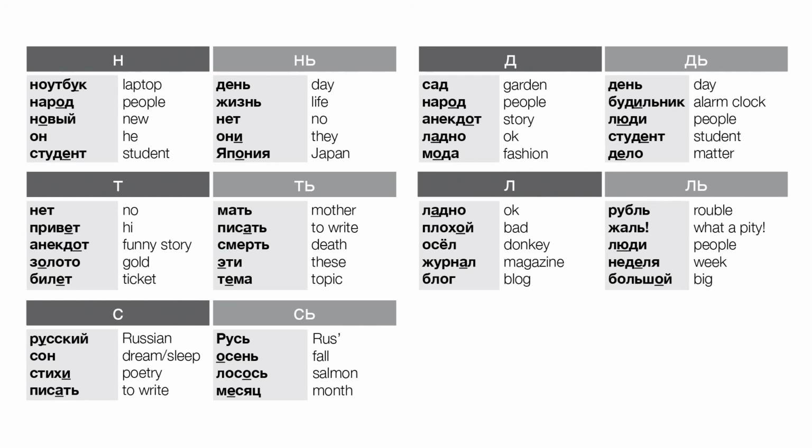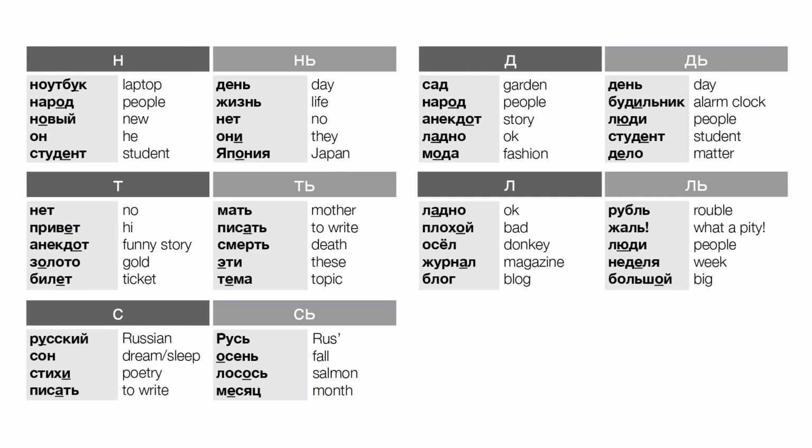Now let's look at the soft N's. День, день. You may notice that D there is also soft. День. Жизнь. Нет. Они. So for example, that's not ani or something. It's они, они. And finally, Япония, Япония.